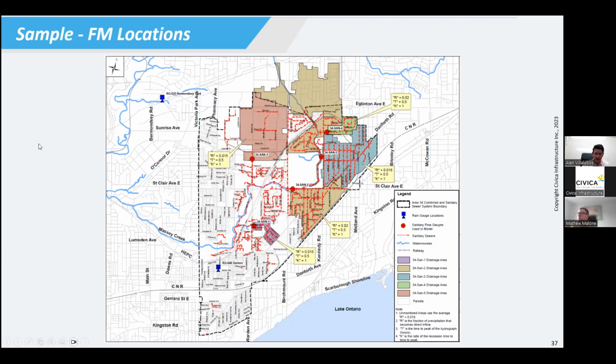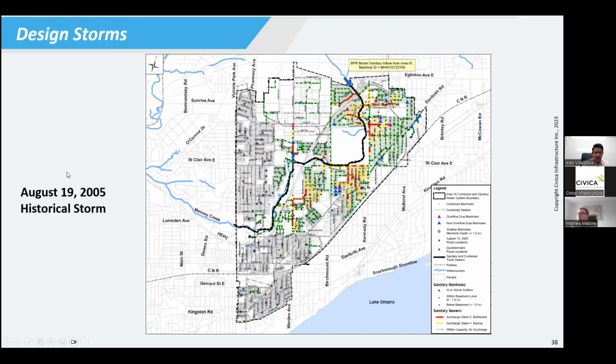Okay, so we calibrate these flow meters, and once the model was calibrated, then we can run different historical events. And because we have different historical events and the rainfall intensities are different, then the model will predict different results. The purpose for this analysis was to understand if, depending on the rain event, the system was backing up to the basement and causing basement flooding.